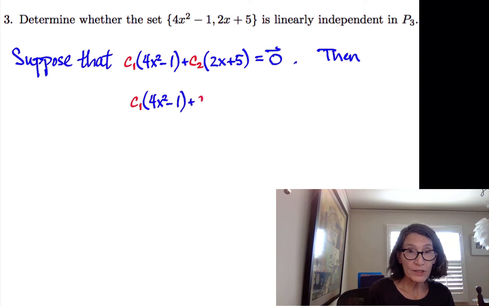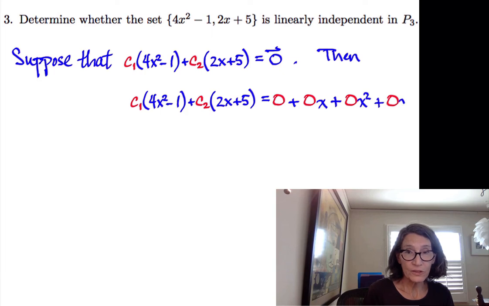So I'm going to rewrite the equation so that the zero vector is written as a polynomial in that vector space. So the additive identity element in P3 is 0 plus 0x plus 0x squared plus 0x to the third. All right, so now what we want to do is see if the coefficients of that linear combination have to be zeros. Both of them have to be zeros. If they do, then that means it's a linearly independent set. If they don't have to both be 0, if there are non-trivial solutions, then it's a linearly dependent set.